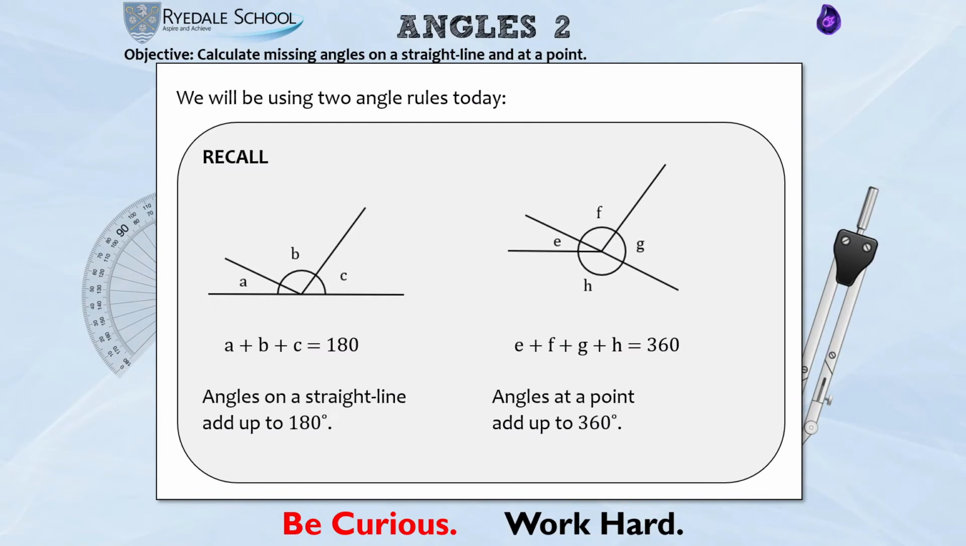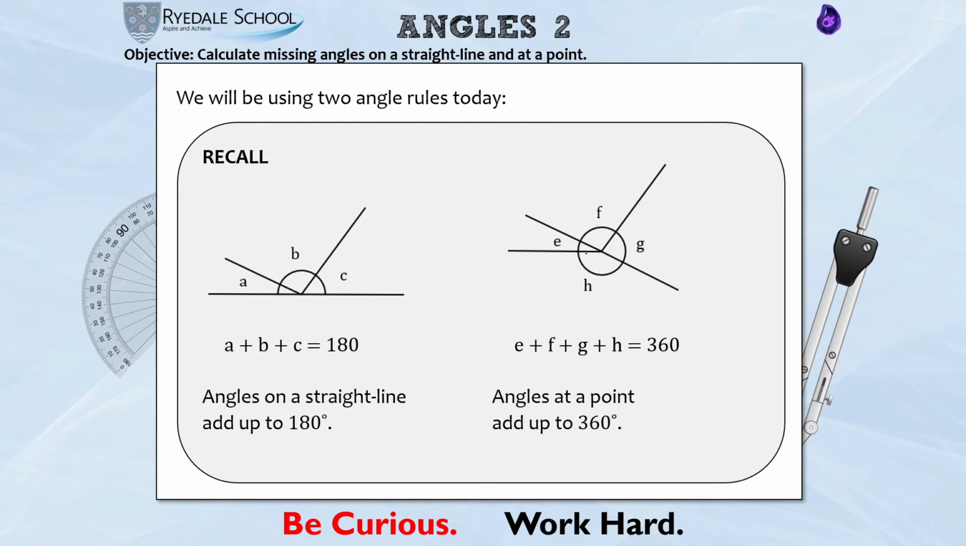So in our second lesson on angles, we're going to be looking at two angle rules today. The two rules that we're going to be using are angles on a straight line. And the angles on a straight line, for example, in this diagram, A, B, and C, would add up to make 180 degrees. You might recall a protractor, which is a semicircle, goes all the way around from 0 to 180. So angles on a straight line always add up to 180 degrees.